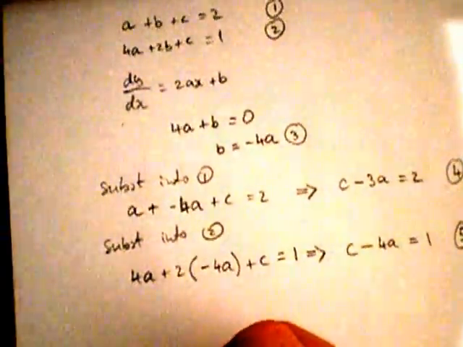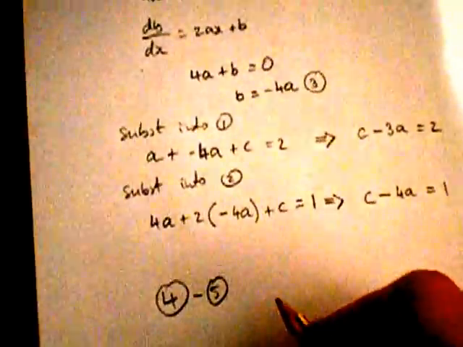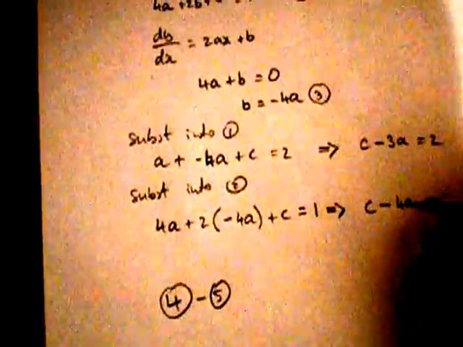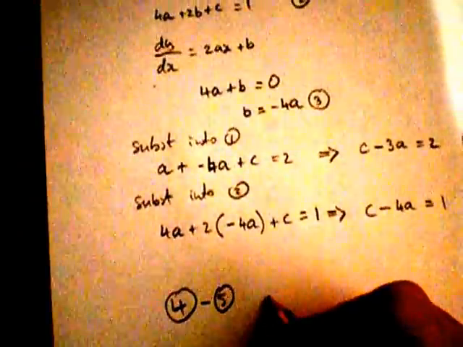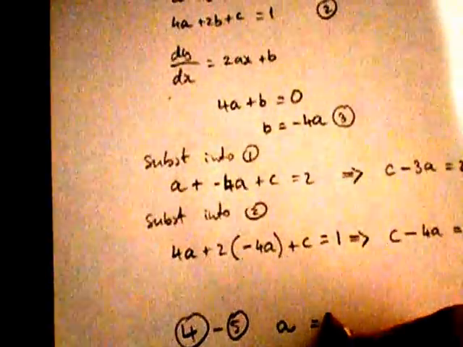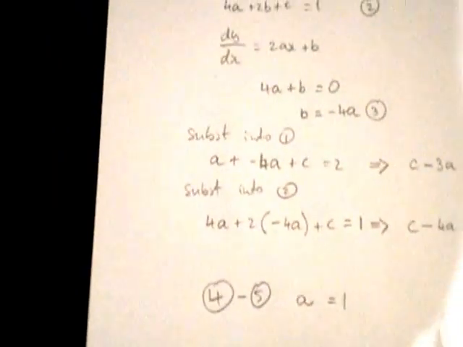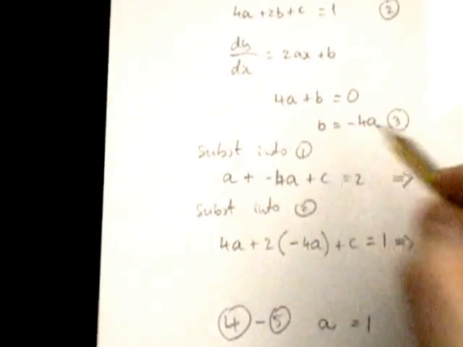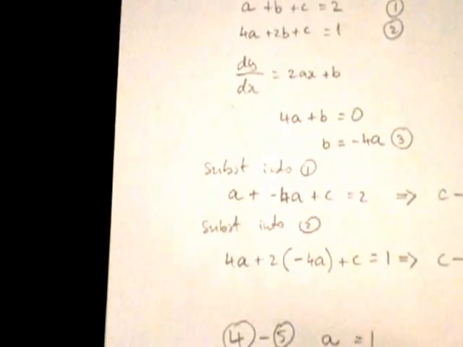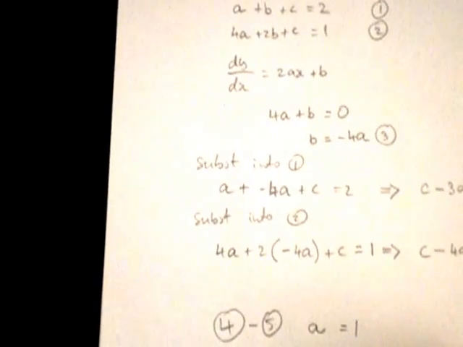So if we do equation 4, take equation 5, we will get no more c's. Negative 3a take away negative 4a will just be positive 1a. 2 take away 1 will just be 1. So a is 1. Now we plug the a back in there, so we get that b must be worth minus 4 times a, so negative 4.